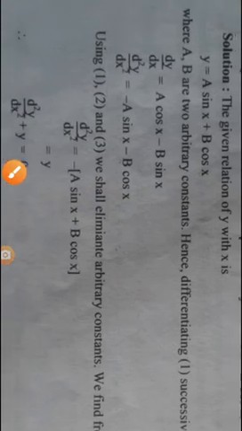So when we observe the second order derivative, d square y by dx square is equal to minus a into sin x minus b into cos x. Taking minus common, then what happens? Minus is common here, and the remaining term is a into sin x plus b into cos x. And from equation 1, what is this? This is y.